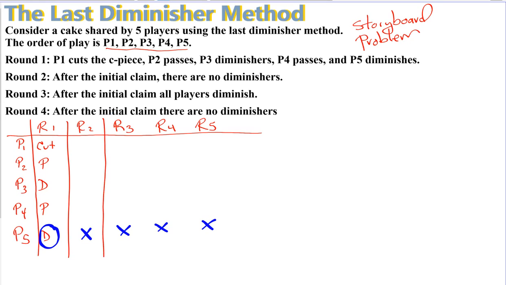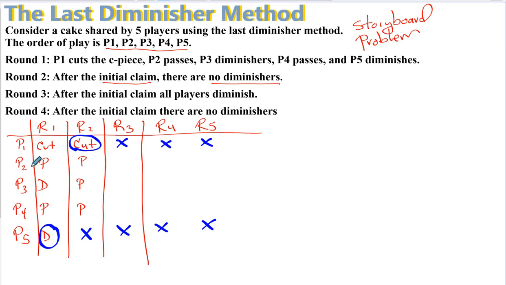Now we can read what happens in round 2. After the initial claim, well, who makes the initial claim? That is player 1 making the first cut. There are no diminishers, so we'll say pass, pass, and pass. That means that who wins the piece in this round? Well, we'll say that player 1 is the only person who made a cut, everyone else passed, and that means player 1 will be out of the game for all future rounds.